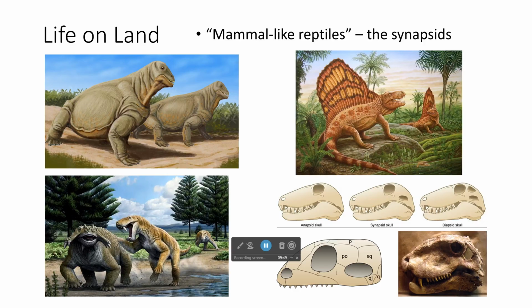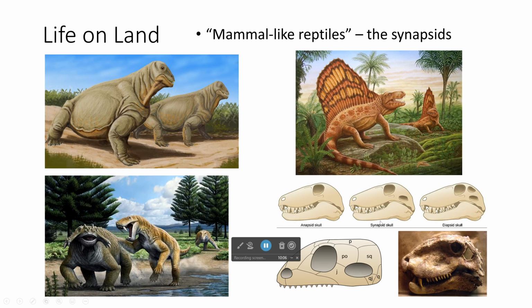More life on land. So in the Permian, we start getting these mammal-like reptiles. Most people do not like the term mammal-like reptiles anymore, but there are some similarities to both there. So typically they're referred to as synapsids.